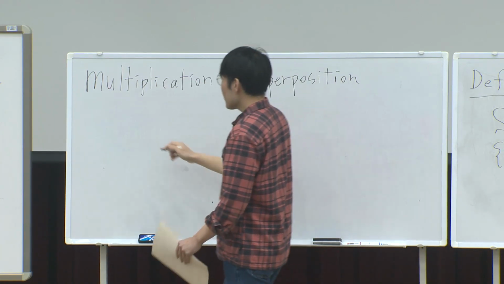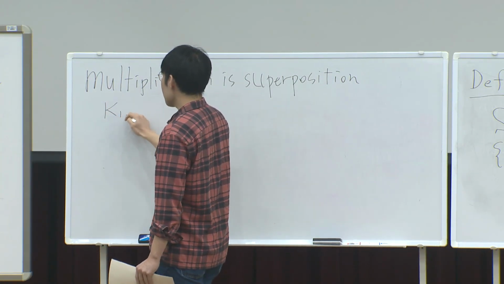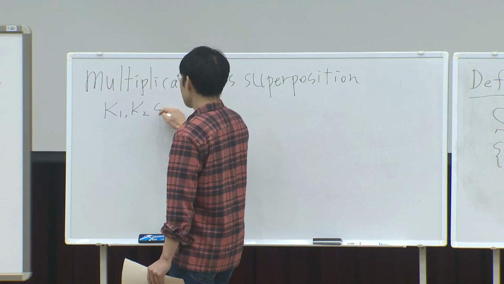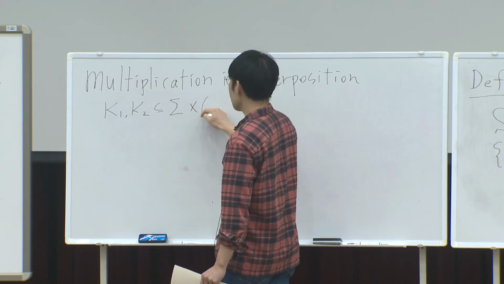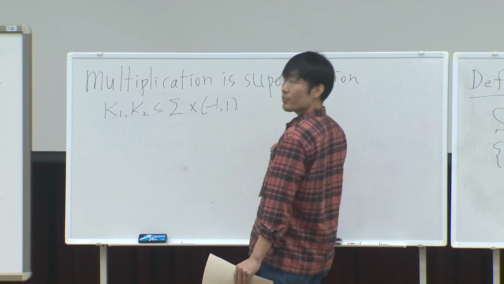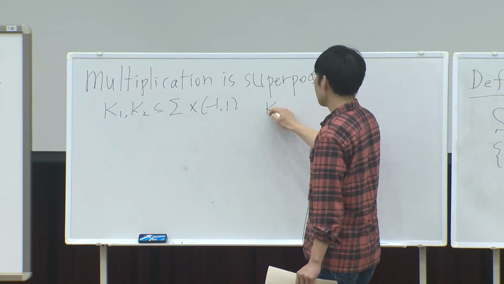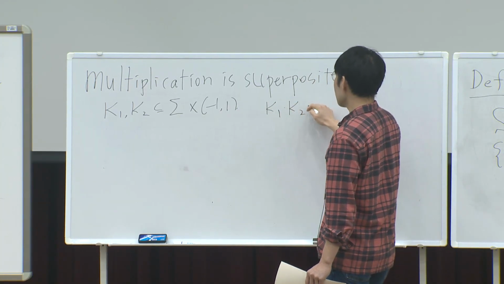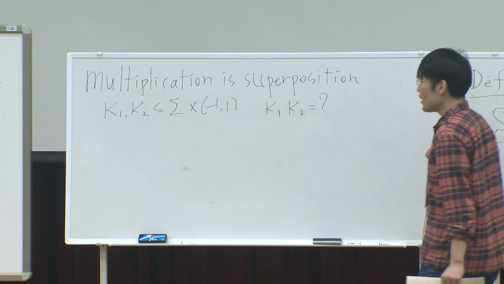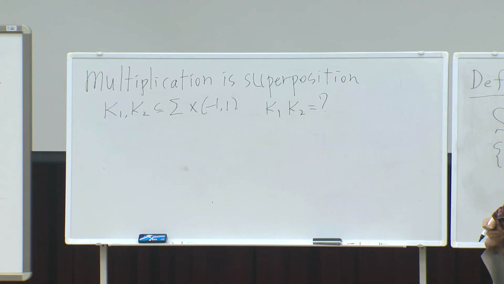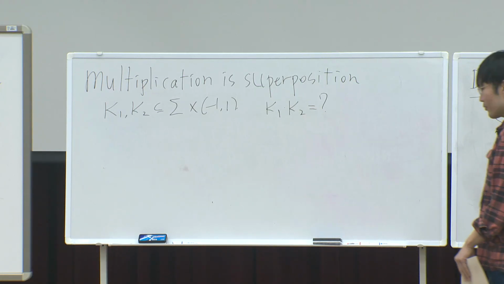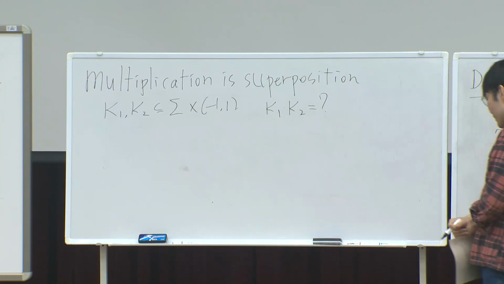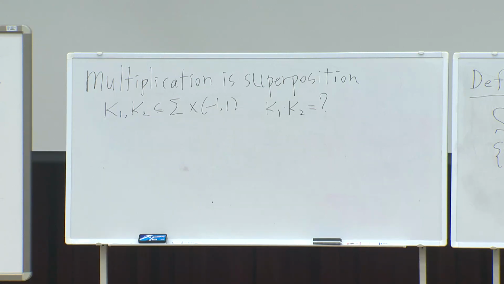Namely, if you have two framed lengths living in the thickened surface, how do you multiply the two? K1 times K2. This is what I have to define. And what you do is, everything is defined up to isotopy, so you can continuously deform within the category of framed lengths. So you can't go over crossings.